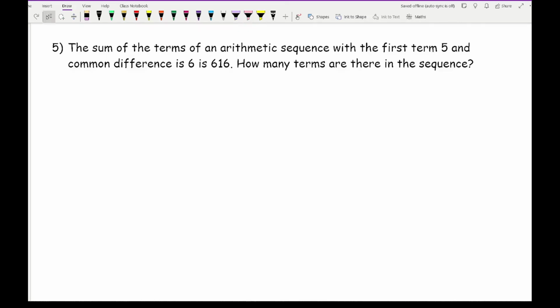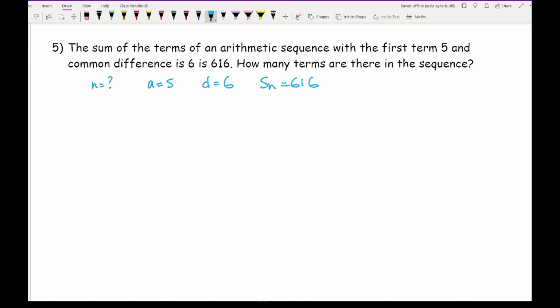So now let's have a look at our last example. This example says that the sum of terms in an arithmetic sequence with the first term of 5 and a common difference of 6 is 616. How many terms are there in the sequence? Let's look at the information. We don't know what n is, so n is what we're trying to find. We know that a equals 5, we know that d equals 6, and we know that Sn equals 616.